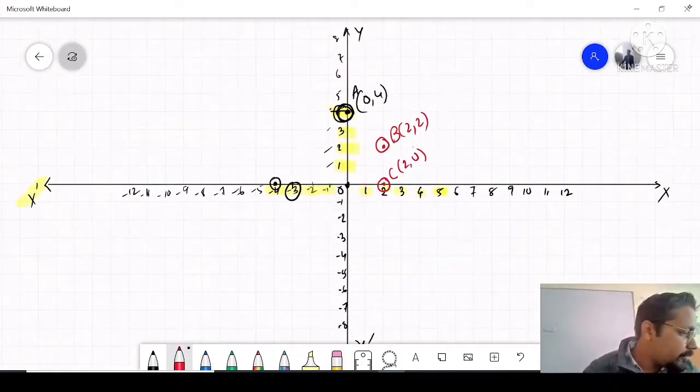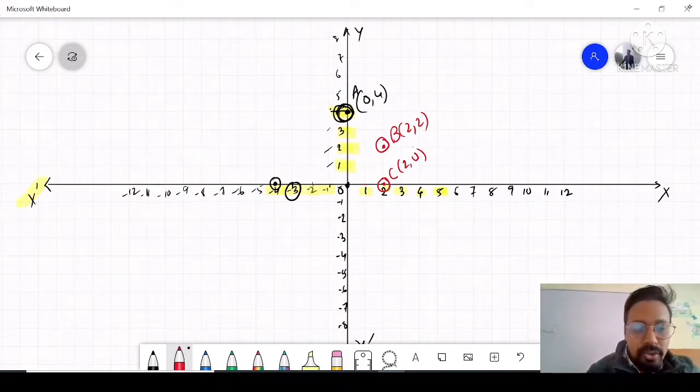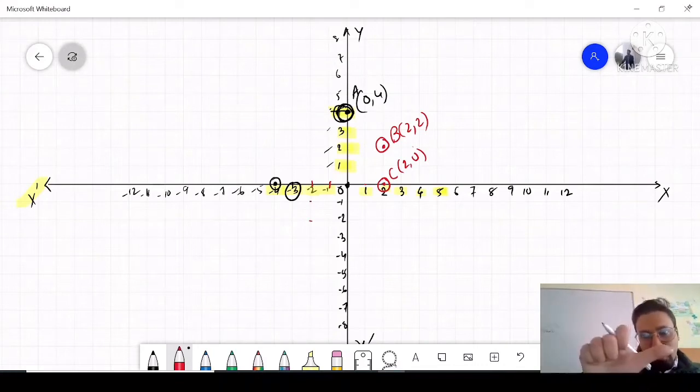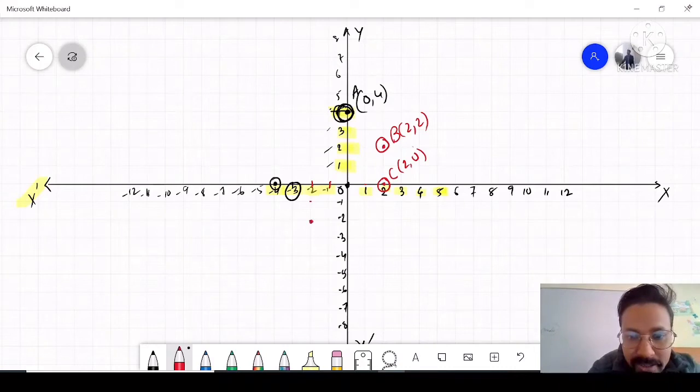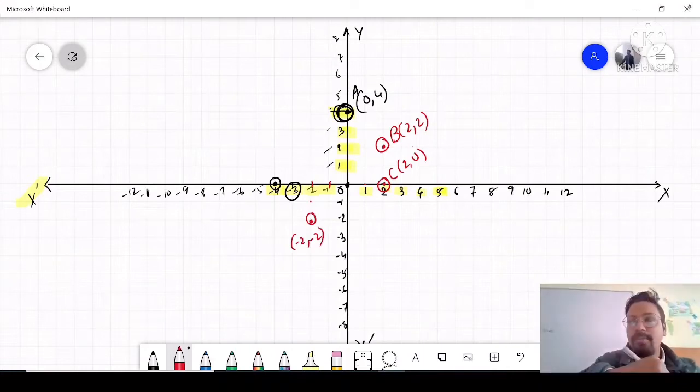Next, let us try and plot F. What is F? F is minus 2, minus 2. So we have to go from minus 1 here, minus 2, and then again minus 1, minus 2. So along the x-axis 2 points on the left, minus 2, and then down by 2 units. So we reach here, which is again minus 2, minus 2. Okay, left 2, then bottom 2, and we have minus 2, minus 2.